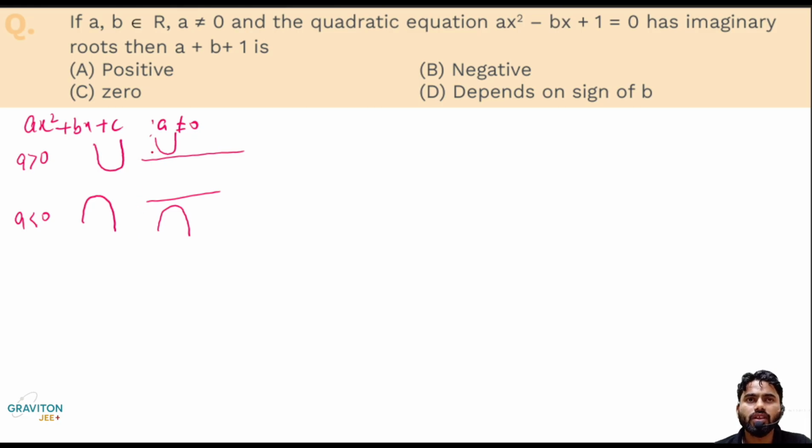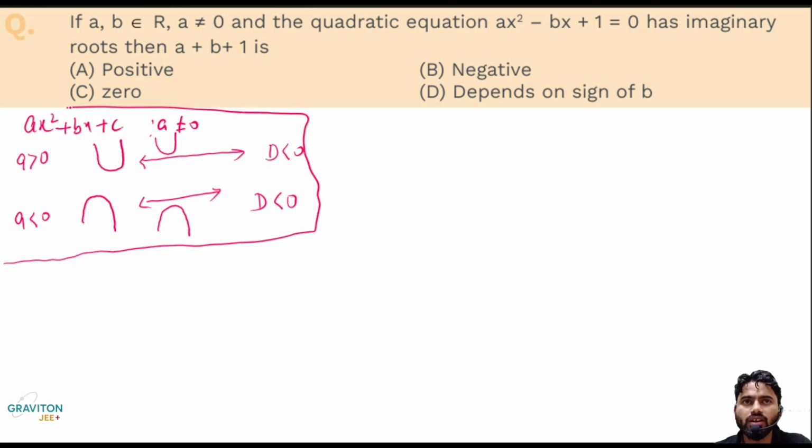So in both cases, if I ask you about the discriminant, what should the discriminant be? It doesn't cut the x-axis at any point, so the discriminant should be negative, and in this case also, not cutting the x-axis at any point, the discriminant should be negative. So here you will get an idea.